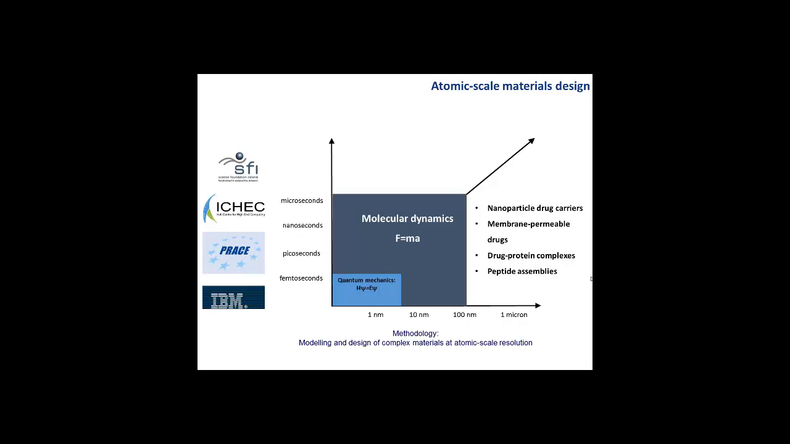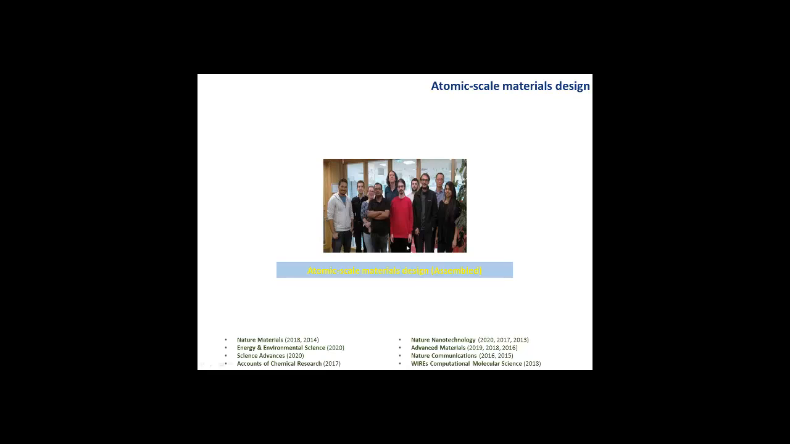So what do we do? We do modeling and design of complex materials at atomic scale resolution. We do it on big computers, and that allows us to use quantum mechanics and classical molecular dynamics to treat large systems for long times. So we can make a tight and physically, and in some cases even biologically, realistic comparison with experiment. We develop things like nanoparticle drug carriers, membrane permeable drugs, drug protein complexes, and peptide assemblies. So here you have the very difficult calculations, here you have the easy calculations.